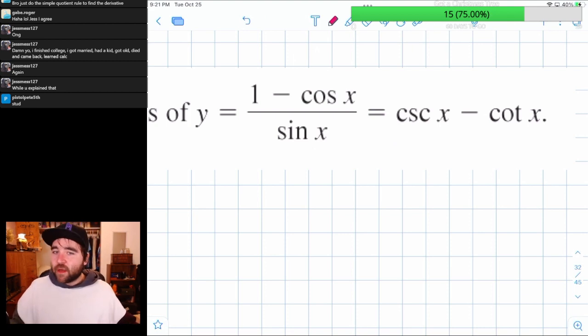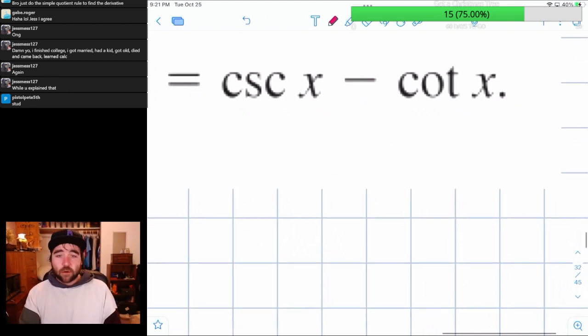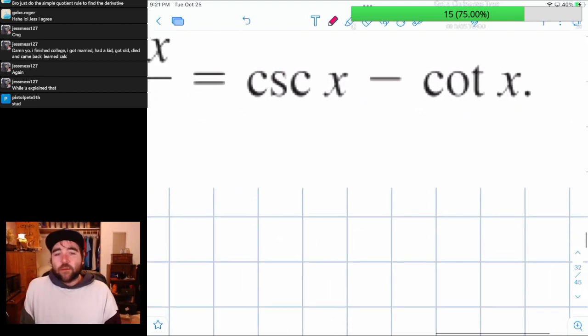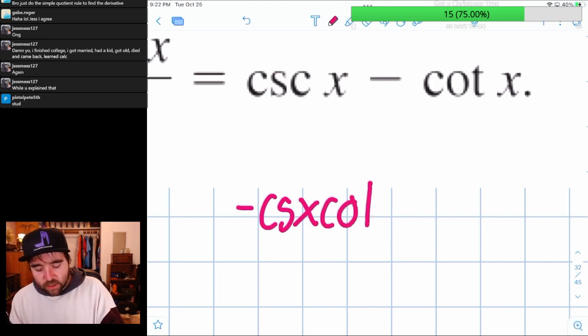Because that's how math works. You can do it in different ways and you'll get the same answer. So first let's do this one because it seems easier, to give us a goal to go for. It's because we just take the derivative of both of these and we just know them. The derivative of cosecant should be negative cosecant of x, cotangent of x.